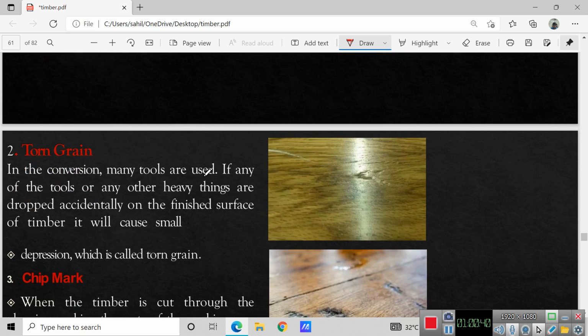Torn grain. In this conversion, many tools are used. If any of the tools or any other heavy things are dropped accidentally on the finished surface of the timber, it will cause a small depression, which is called torn grain. Here you can see this is the torn grain. If any heavy instrument like a hammer or chisel is dropped on the surface, a depression is formed, which is known as torn grain.